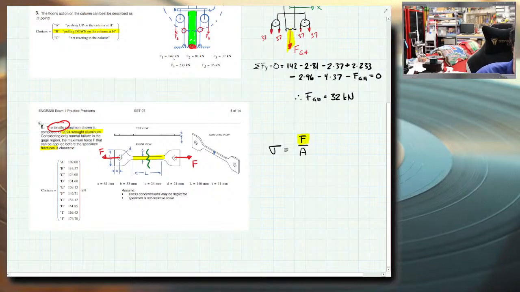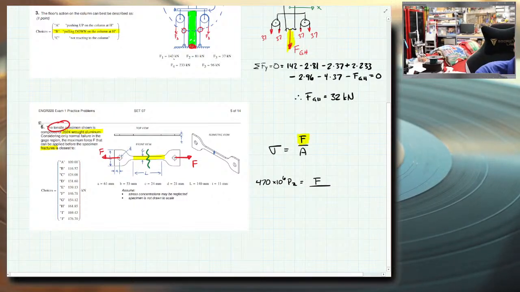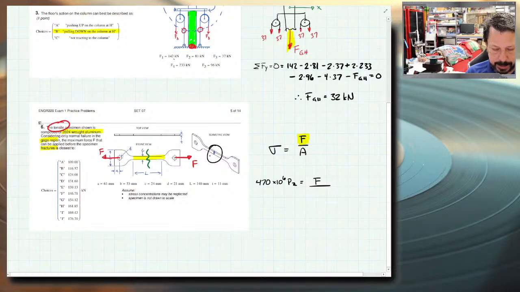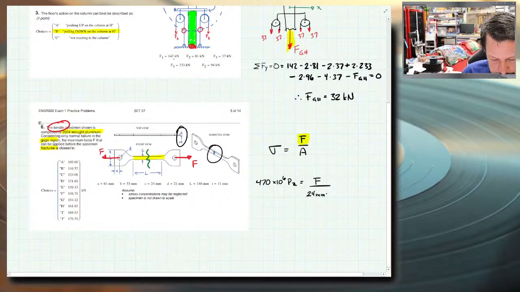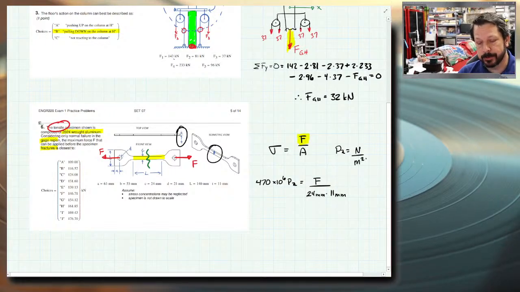So that says that the ultimate strength of this material, 470 mega, which is 10 to the 6th pascals, equals force over the cross-sectional area where I think it's going to break. And it specifically told me to assume it broke in the gauge region, so then that area is this little tiny rectangle which has a dimension of C, 24 millimeters, times a thickness of T, 11 millimeters. Now I'm mixing my metric length units because a Pascal is a Newton per meter squared, not millimeter squared. So I do have to take that into account one way or the other.